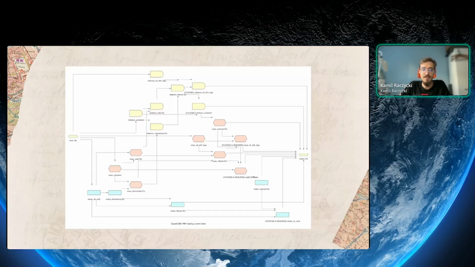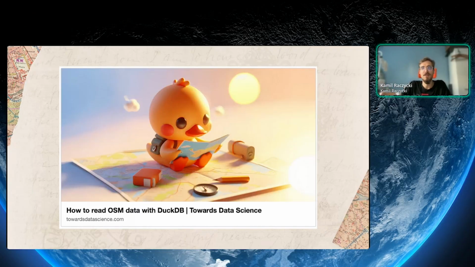But unfortunately, this process is really convoluted. Reconstructing geometries from the raw OSM data takes a lot of steps. Here you can see the diagram of steps that I have to do in QuackOSM to get raw data from OSM and get geometries at the end. So that's a lot of steps. If you want to read more about it, I have a blog post on Towards Data Science, and you can read all of the steps there.